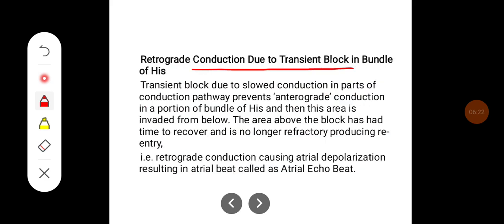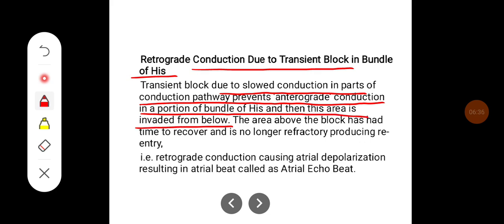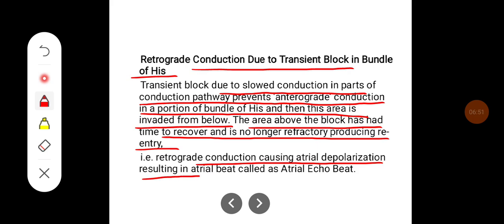Retrograde conduction due to the transient block in the bundle of His. The transient block due to the slowed conduction in parts of conduction pathway prevents anterograde conduction in the portion of bundle His, and then this area is invaded from below. This area above the block has had a time to recover and is no longer refractory, producing re-entry. That is a retrograde conduction causing atrial depolarization, resulting in atrial beat called as atrial echo beat.